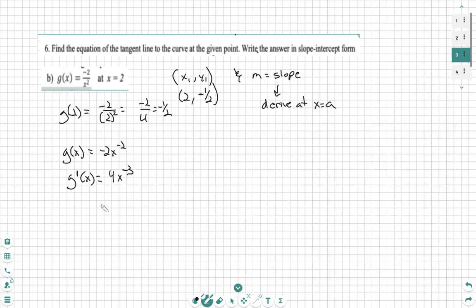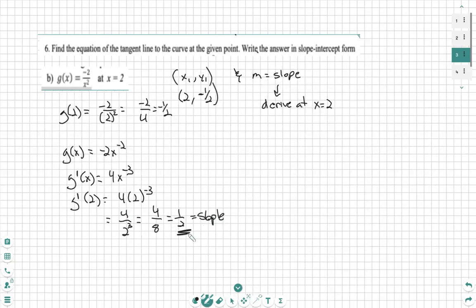All right. Next, what you're going to do is plug in that value of x that we did. So that value of a for this equation would be our value of 2. So we're going to plug in g prime of 2. 4 times 2 to the negative 3. Remember what a negative exponent does is it brings it down to the denominator. 2 to the third is 8. And we can simplify that to 1/2. Again, the derivative at that point is the slope. That's my slope right there.